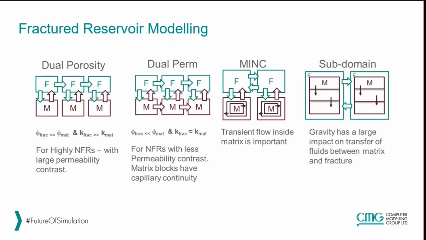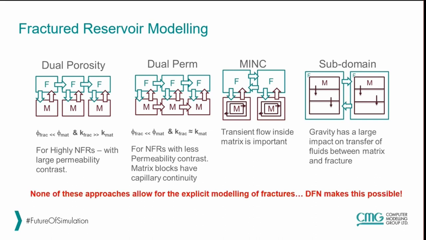The traditional way of modeling this would be through a dual continuous system, and we've got a variety of different methods that we can use within CMG to model these dual continuous systems. This can be the dual porosity method, dual permeability, MINC, which is multiple interacting continua, as well as subdomain methods. Each of these has a different area that they work better in and has a few different unique characteristics associated with each.